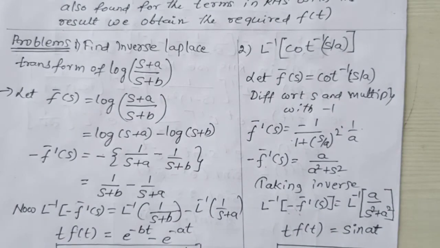So t of f of t is sin a t. F of t is equal to sin a t by a. This is the required solution for this one.